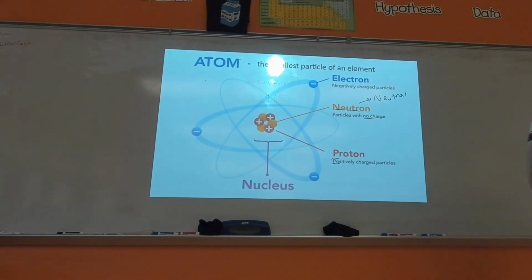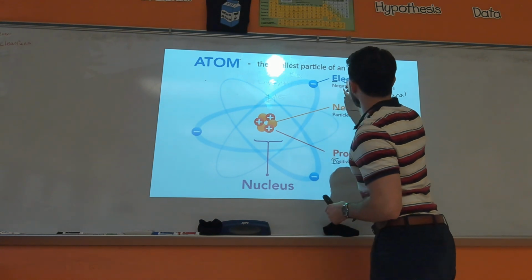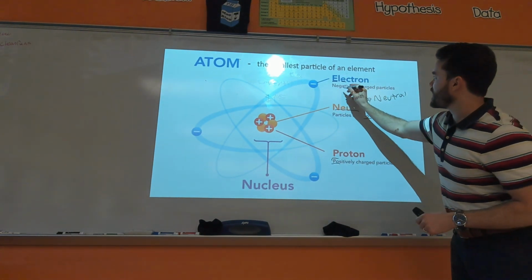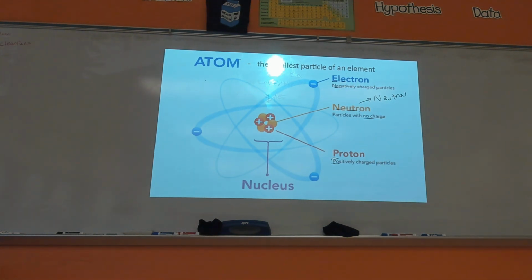And then the third particle, it's outside the nucleus, is called the electron. And electrons are negative. I remember that because there's two E's in electrons, so electron negative, kind of emphasizing that E sound. Okay? Any questions so far? Good with filling in the blanks? Okay, cool.